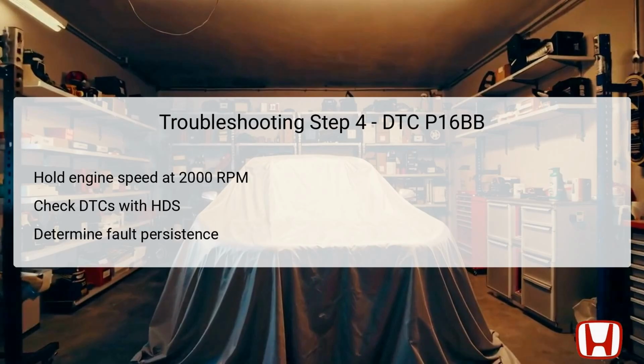It's crucial to keep the transmission in either park (AT) or neutral (MT) to ensure stable conditions. Following this minute-long hold, the next course of action involves checking for any pending or confirmed DTCs using the Honda Diagnostic System (HDS). If the DTC P16BB is indicated again, it confirms that the underlying issue has not been resolved and further troubleshooting is warranted.